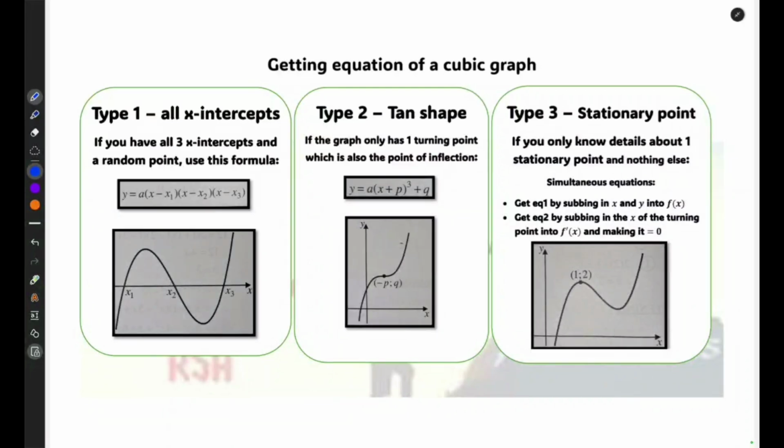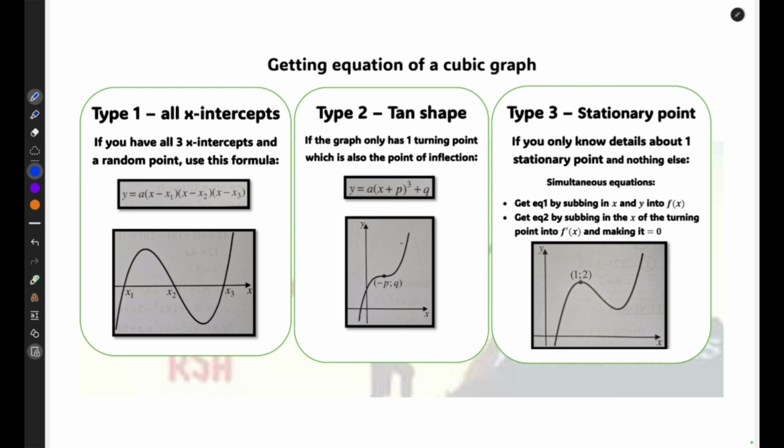So the main type of question is when they give you three x-intercepts. Then you need to study that formula that you see: y equals a, x minus x1, x minus x2, x minus x3. It's the very same formula as you learned in grade 11 with parabolas, but now it just has a third bracket connected to it. I use that when I have three x-intercepts and another random point.